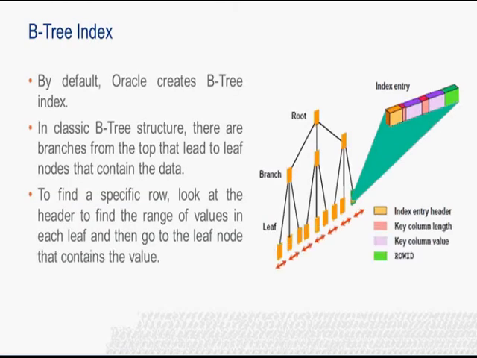Although all the indexes use the B-tree structure, the term B-tree index is usually associated with an index that stores a list of row IDs for each key.